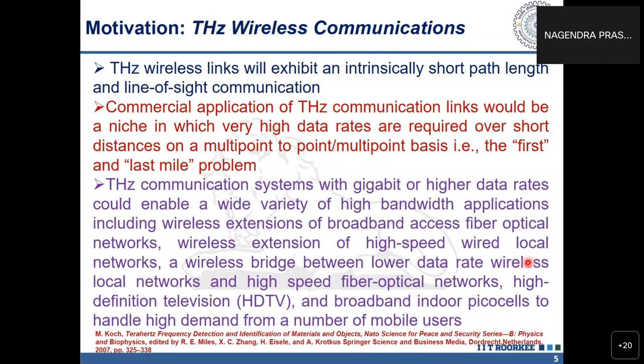Terahertz wireless links exhibit an intrinsically short path length and line-of-sight communication. Commercial application of terahertz communication links would be a niche in which very high data rates are required over short distances on a point-to-point or multi-point basis. So obviously the first and last mile problems will be addressed by this. Terahertz communication systems with gigabit or higher data rates could enable a wide variety of high-bandwidth applications, which include wireless extensions of broadband fiber optical networks, wireless extension of high-speed wired local networks, a wireless bridge between lower data rate wireless local networks and high-speed fiber optical networks, high definition TV, and broadband indoor pico cells to handle high demand from a number of mobile users.